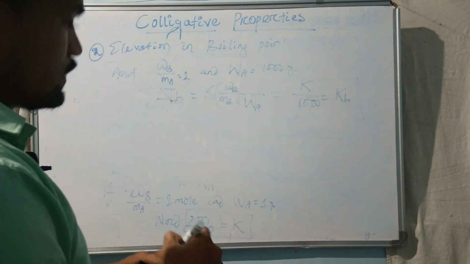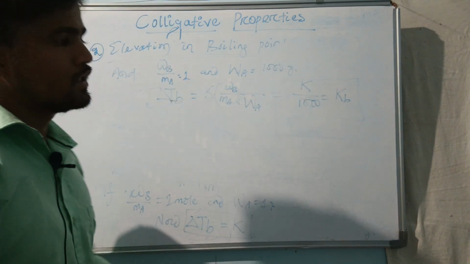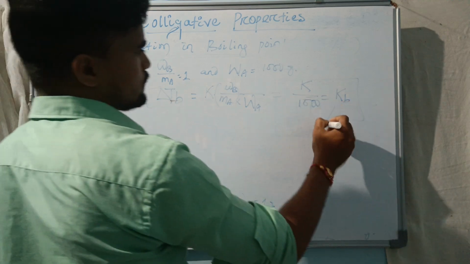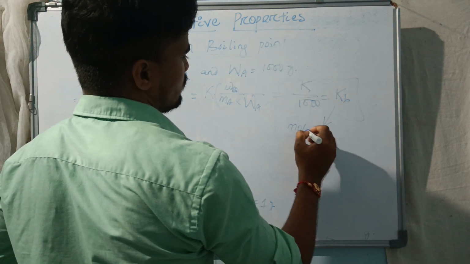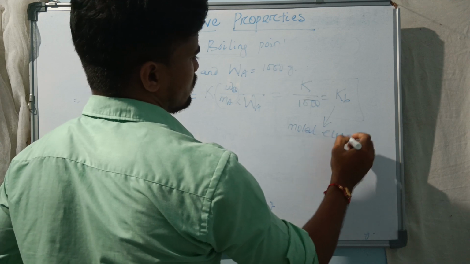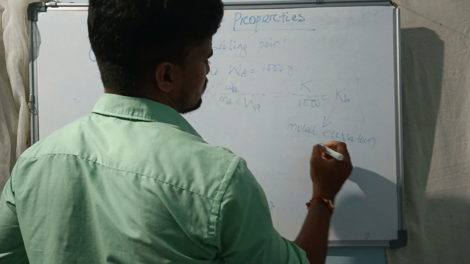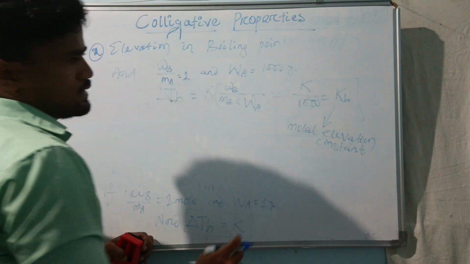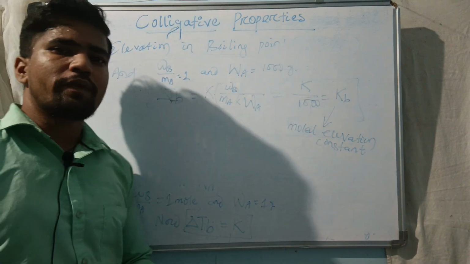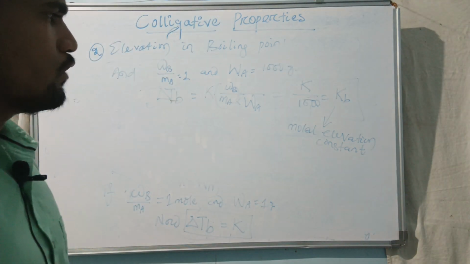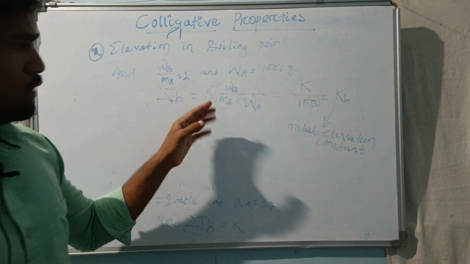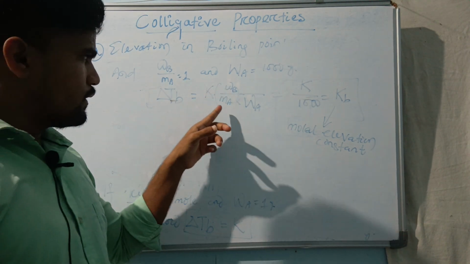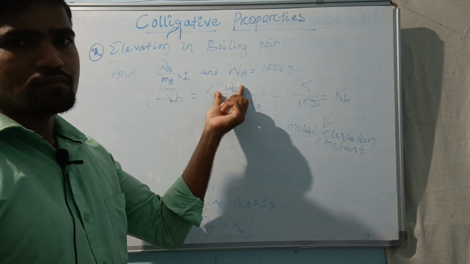So delta TB is equal to KB, right? Here KB is the molar elevation constant, or ebullioscopy constant, right? Why is it molar? Because, just note that, it is equal to WB divided by MA. So what is this?